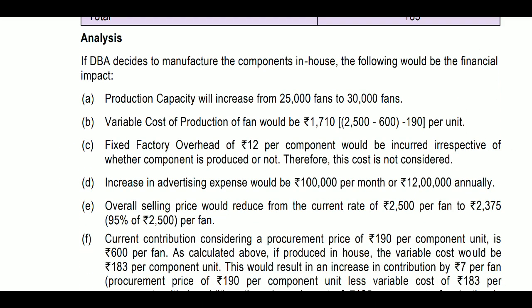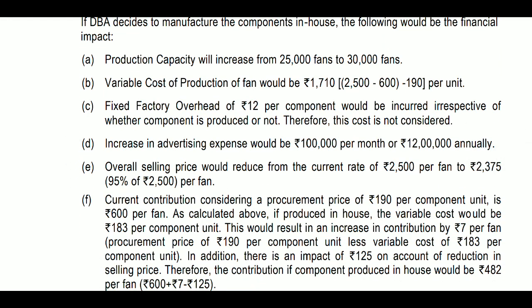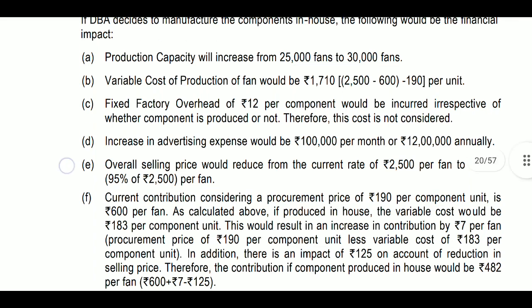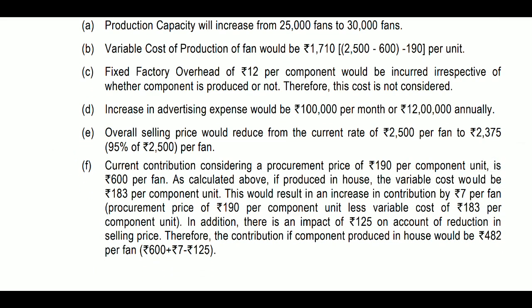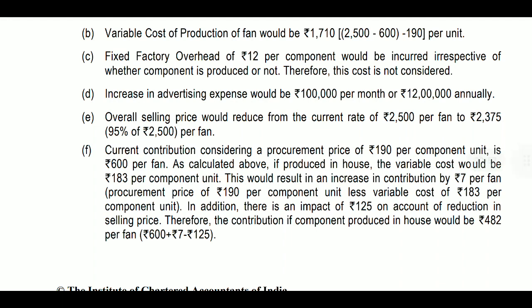First, production capacity will increase from 25,000 fans to 30,000. Next, the variable cost of production of a fan would be 1,710 per unit. Next, fixed factory overheads, that is 40 into 30%, 12 rupees per component, would be incurred irrespective of whether the component is produced or not. Therefore, this cost is not considered. Next, increase in advertising expenses would be 1 lakh per month or 12 lakhs per annum.